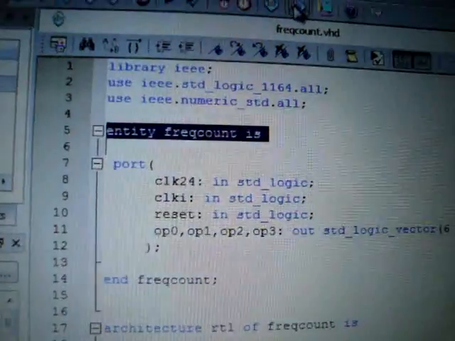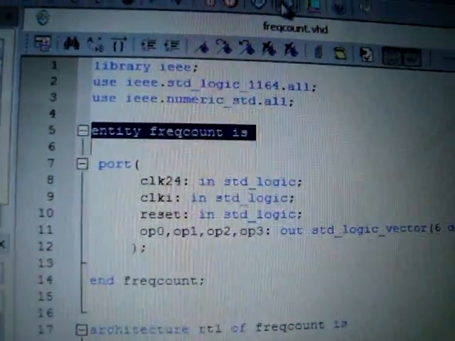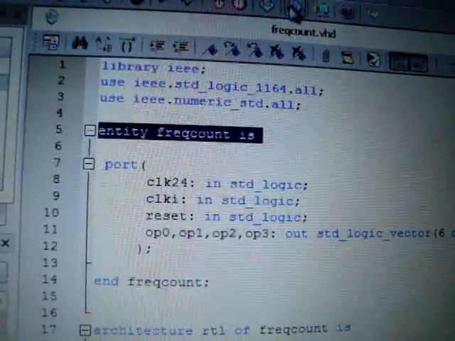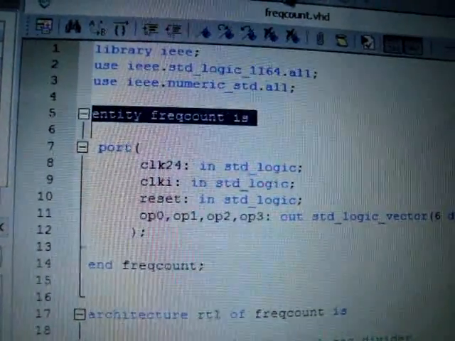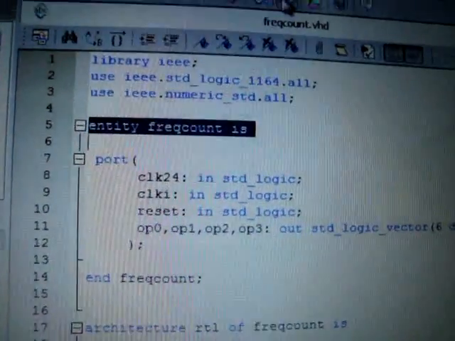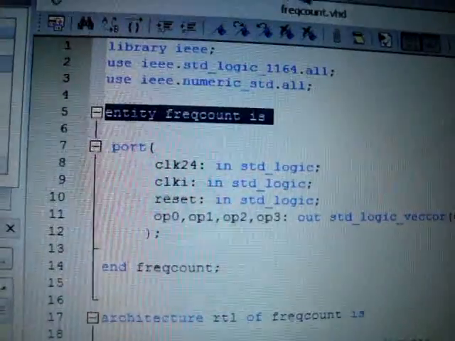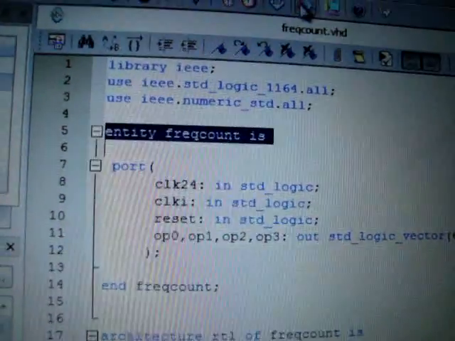Hello everybody, this is my another FPGA project, which is a frequency counter. Here I have given external signal input to the FPGA and it tells the frequency of the external signal on the 7 segment display.